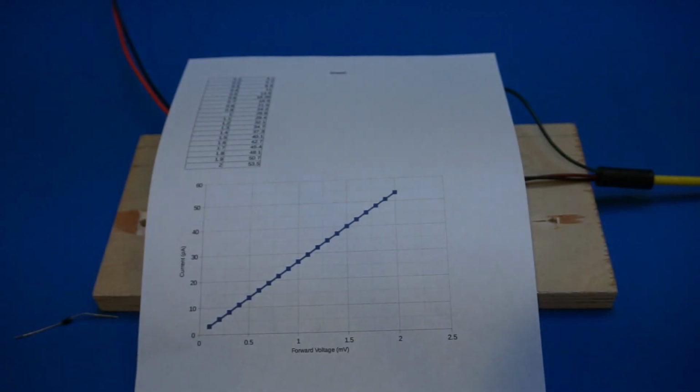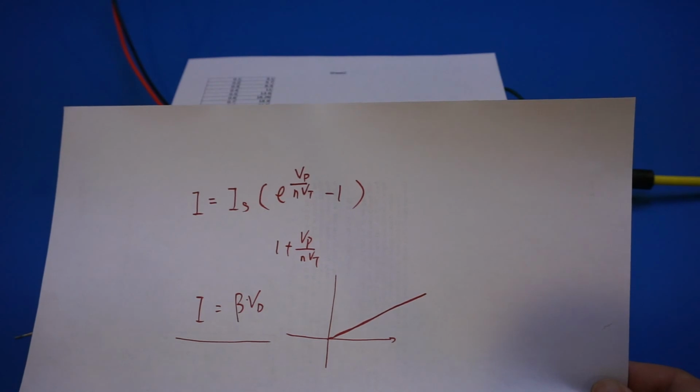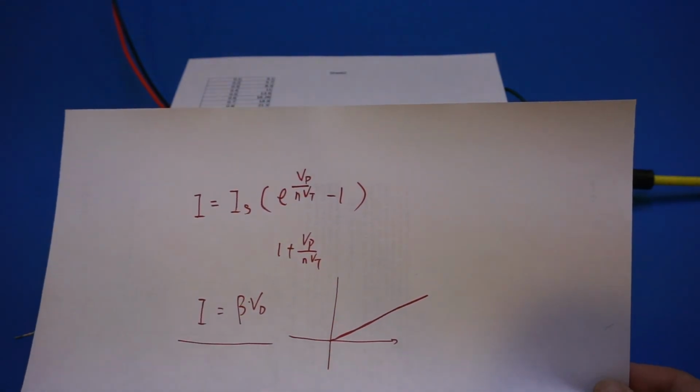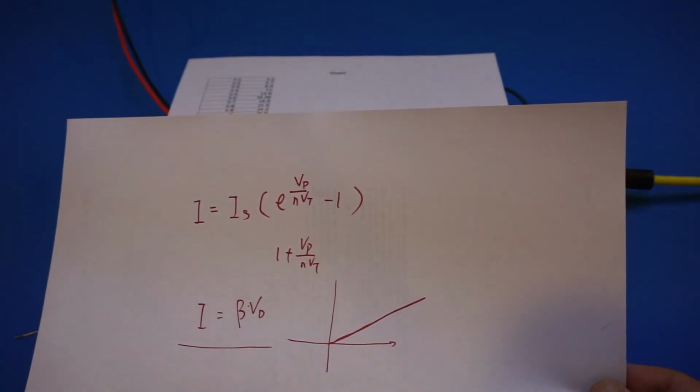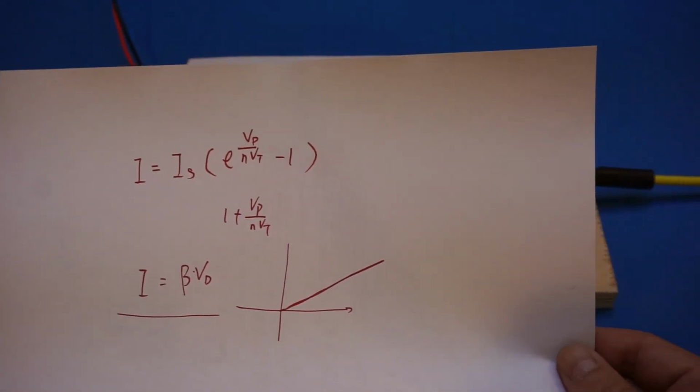So now we have both experimentally and theoretically shown that for a forward-biased diode with a very small forward bias voltage, the current going through the diode approximates a straight line.